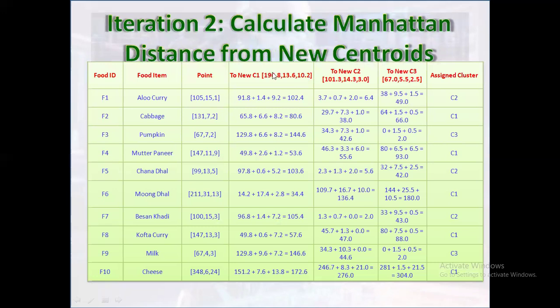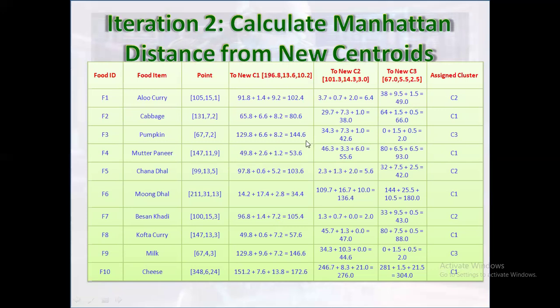Here, modulus of 105 minus 196.8, plus modulus of 15 minus 13.6, plus modulus of 1 minus 10.2. If you sum up, taking the modulus, we got 102.5. Similarly for C2 and C3, comparing all those values, C2 has the lowest value, so we got C2. Similarly for 80.6, 38, 66, C1 has the lowest value. So that we have taken.